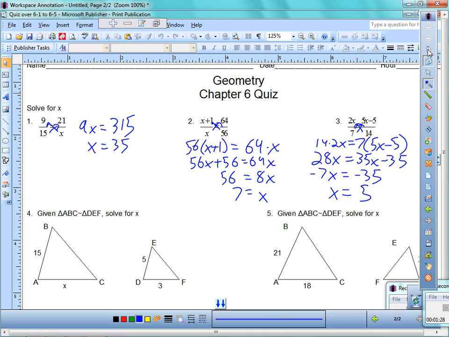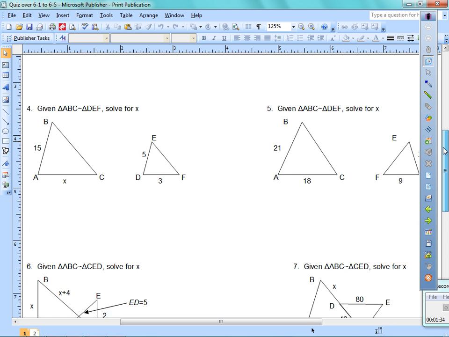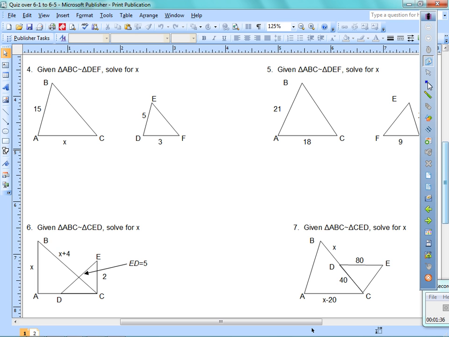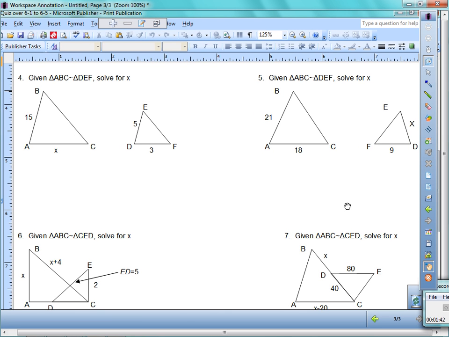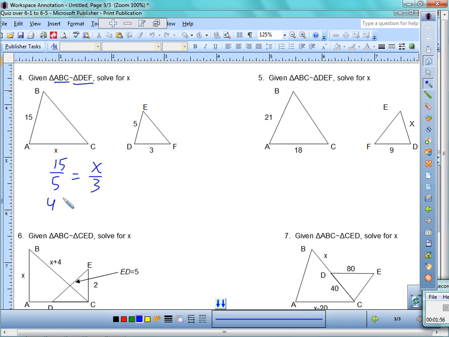As we move down, we start looking at our work with similarity and some of our similar triangles. If we look over on the left, we're going to match using our similarity statement if we need to. This one we really kind of see straightforward. 15 over 5 is equal to x over 3. 45, excuse me, is equal to 5x. X is equal to 9.